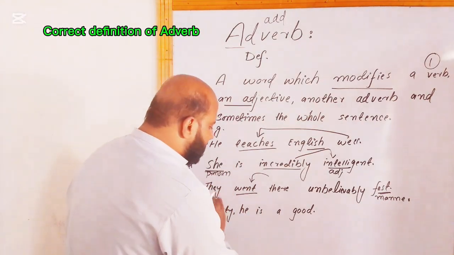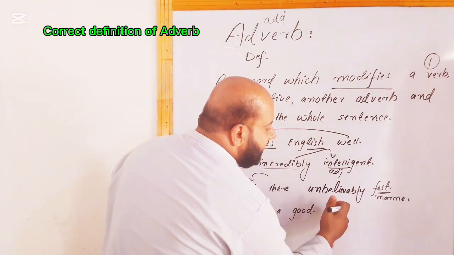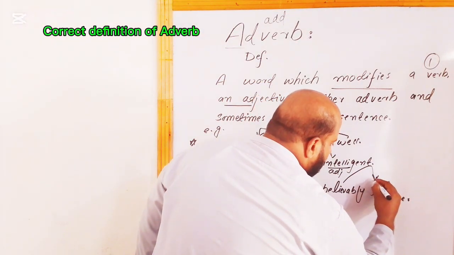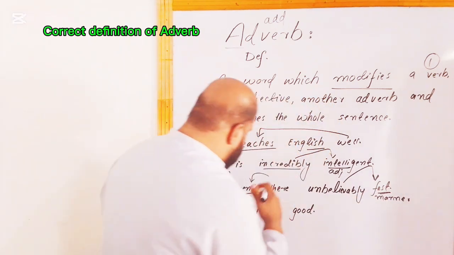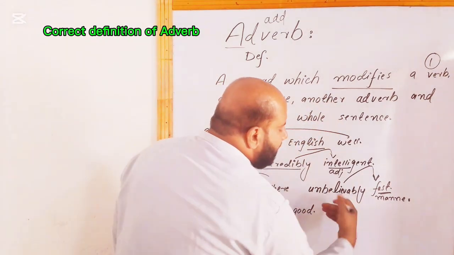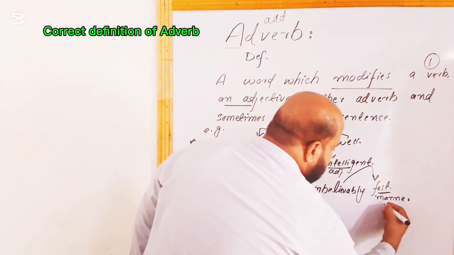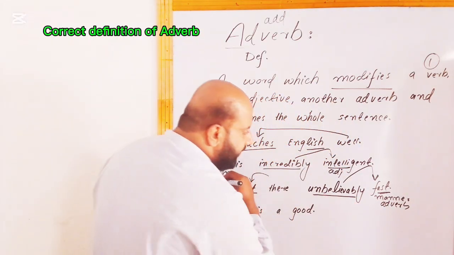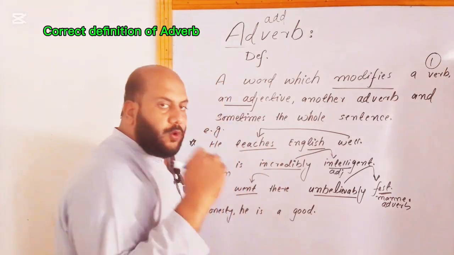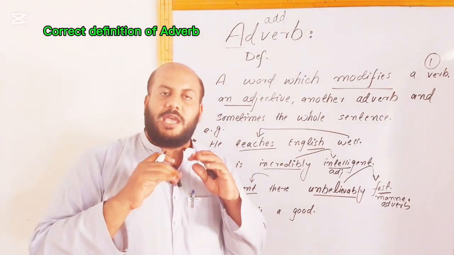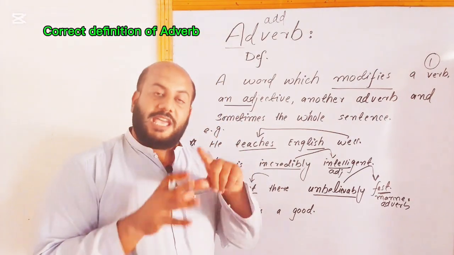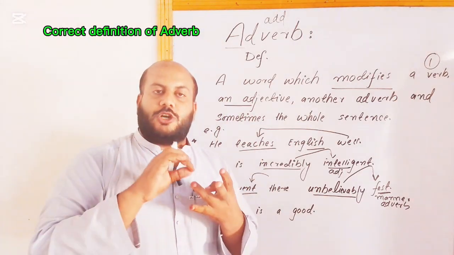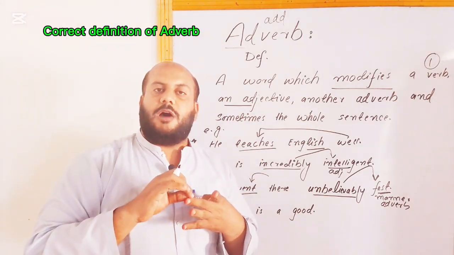So keep in mind, they went there unbelievably fast. This unbelievably talks about the speed of their going there. So this fast is an adverb, and the word unbelievably talks about an adverb. So a word which talks about adverb is also called adverb. Adverb is a word which talks about verb, which talks about adjective, which talks about adverb.